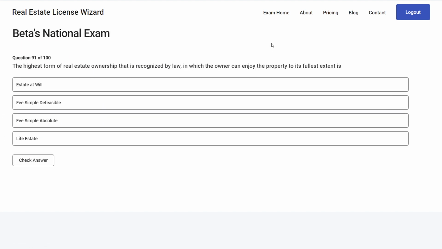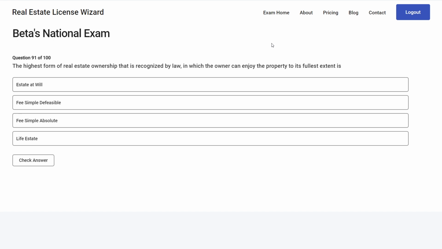The highest form of real estate ownership that is recognized by law, in which the owner can enjoy the property to its fullest extent, is an estate at will, fee simple defeasible, fee simple absolute, or a life estate. So think that one over. All right, did you guys figure it out?